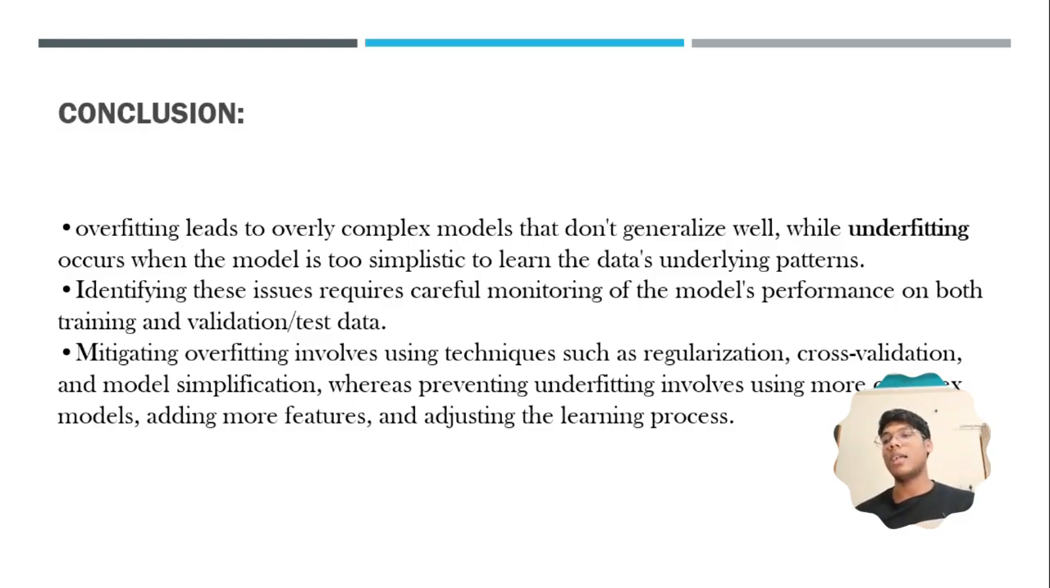Now the conclusion says that overfitting leads to overly complex models that don't generalize well, while underfitting occurs when the model is too simplistic to learn the data's underlying patterns. Identifying these issues requires careful monitoring of the model's performance on both training and validation test data. Mitigating overfitting involves using techniques such as regularization, cross validation, and model simplification, whereas preventing underfitting involves using more complex models, adding more features, and adjusting the learning process.